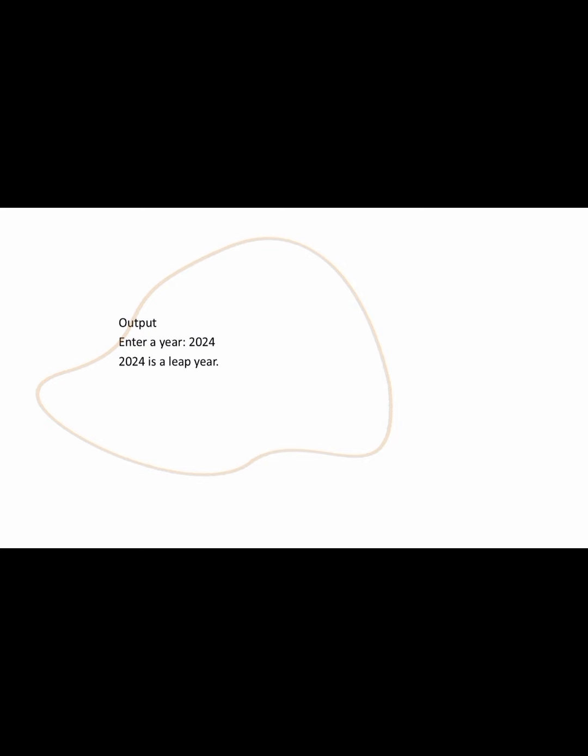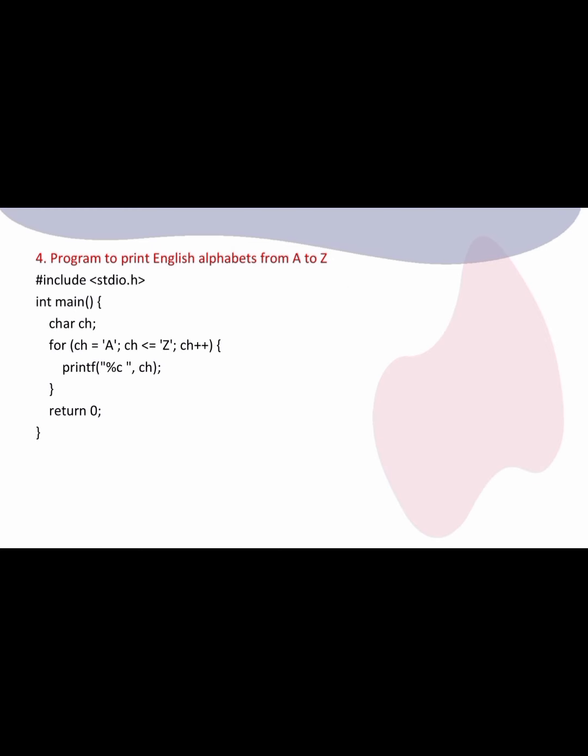And next we have a program to print the alphabets from A to Z. In that also, same include stdio.h. This line includes the standard input or output library which provides the functions. Int main. This is the main function where the program execution begins. Char: this declares a variable ch of type char to store an individual letter.